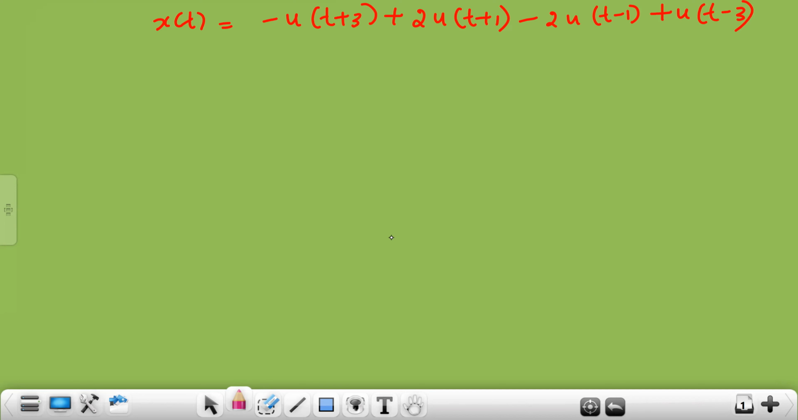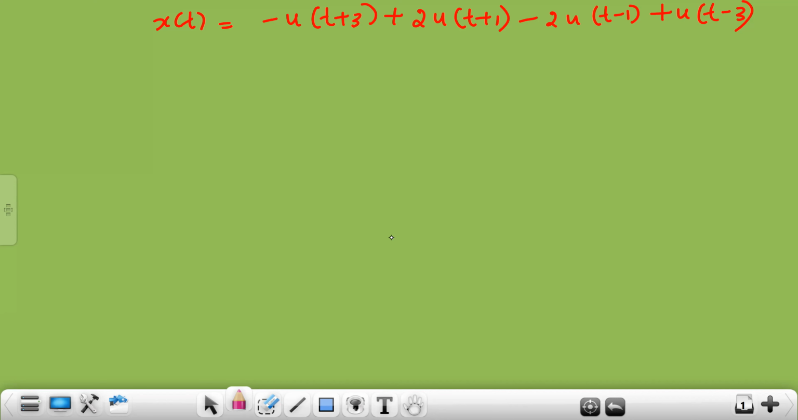So how many terms are there in this particular equation? There are, sir, 4 terms. 4 terms. So you need to draw 4 different graphs for each and every term, and then you need to add. Okay, then you need to add.